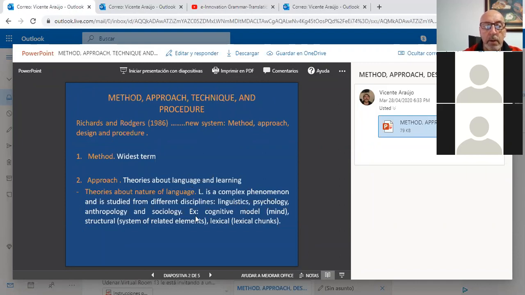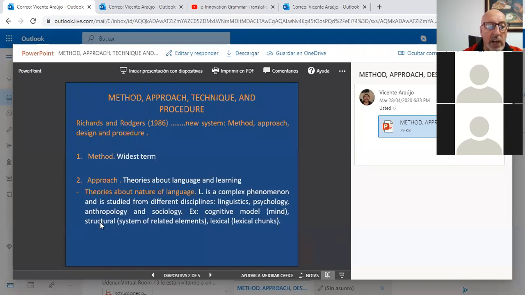For example, the cognitive model, this is a theory. The cognitive model is a theory about language. And according to this model, language is absolutely in mind. Absolutely. Everything is in mind. Everything occurs in mind. Everything is constructed in mind. But there are other models.